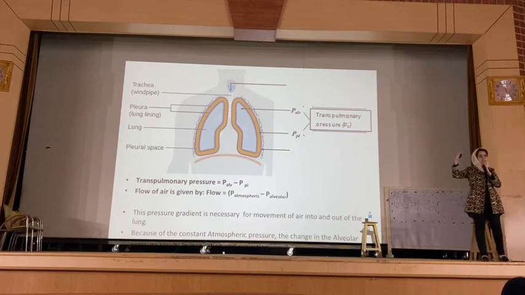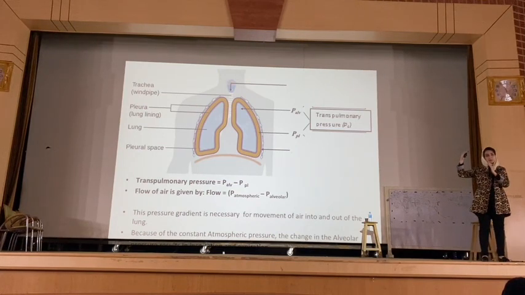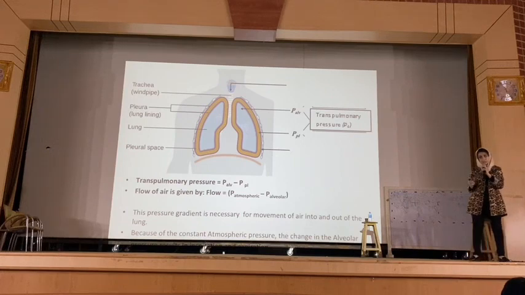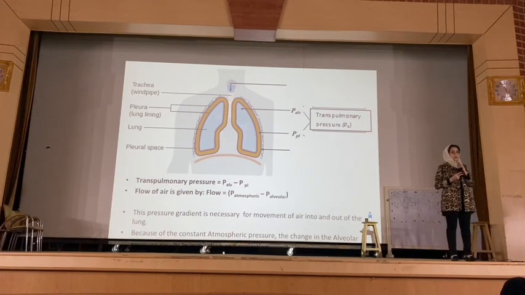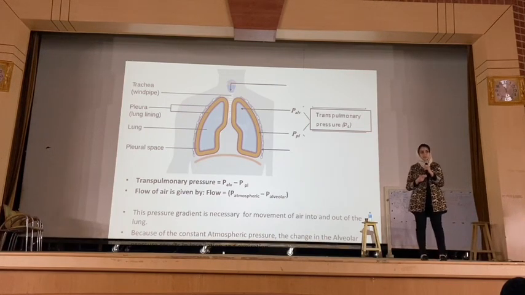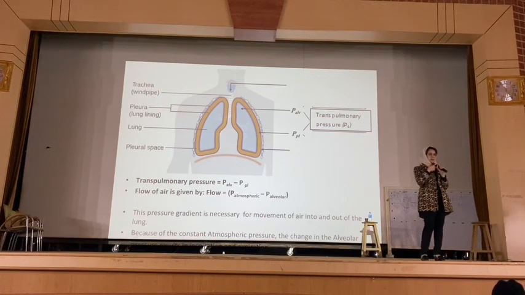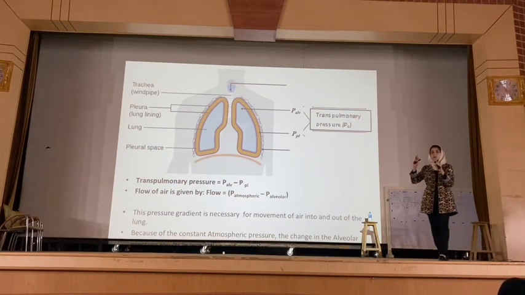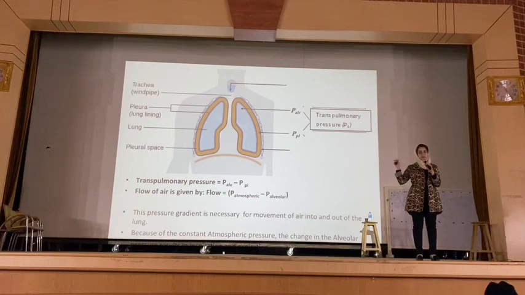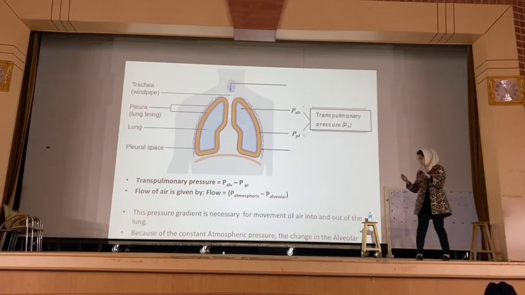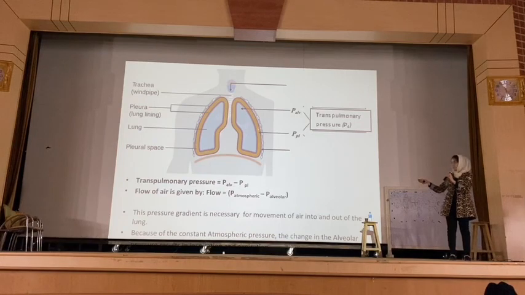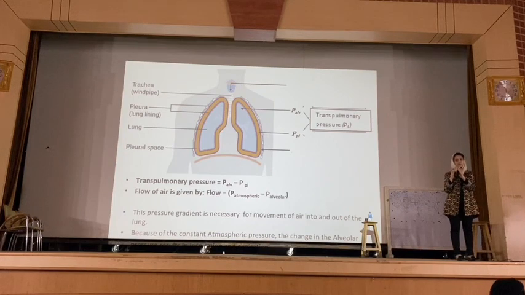The pressure will decrease, so the negative pressure increases. Someone asked why the lung does not collapse like a balloon. Why does the lung not collapse? Because there is negative pressure in the intrapleural space, the space between the two layers of pleura.